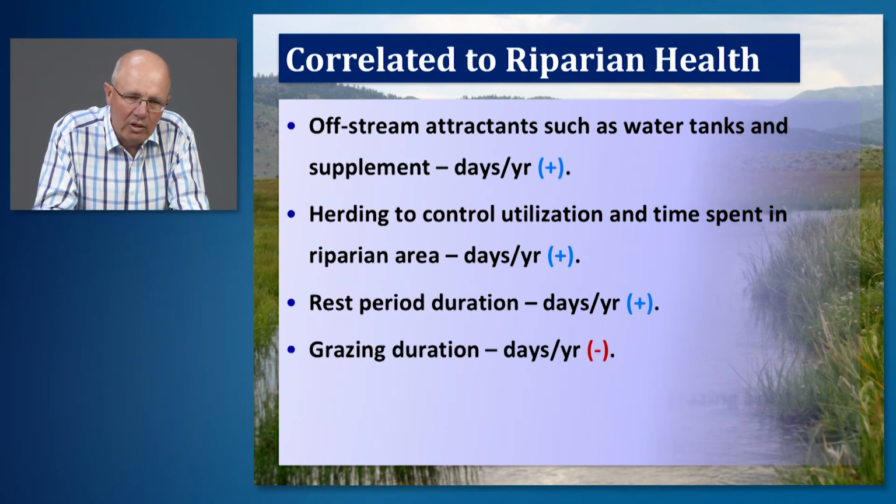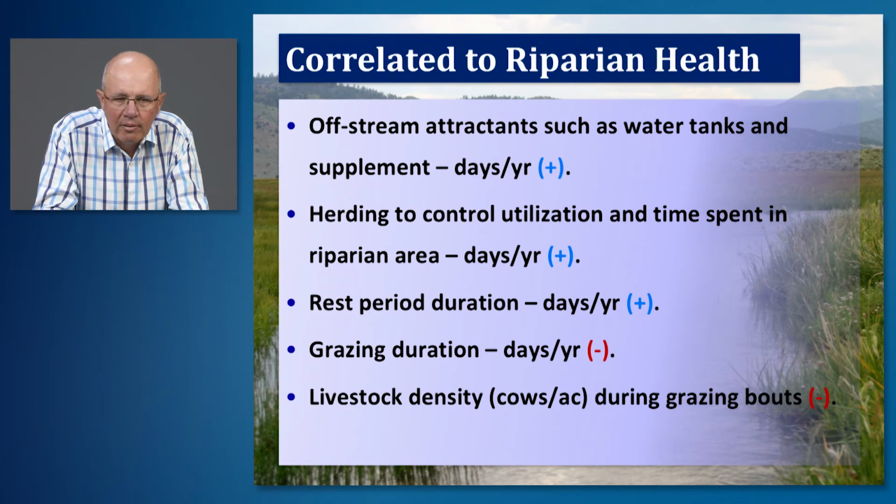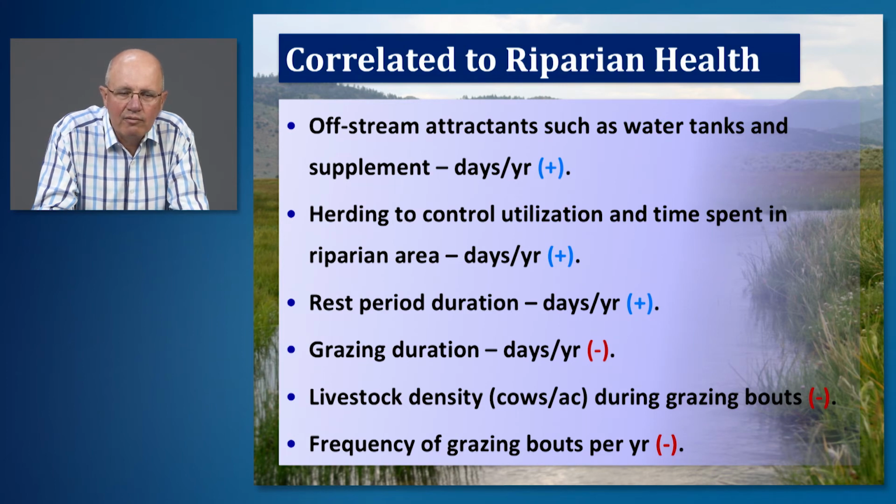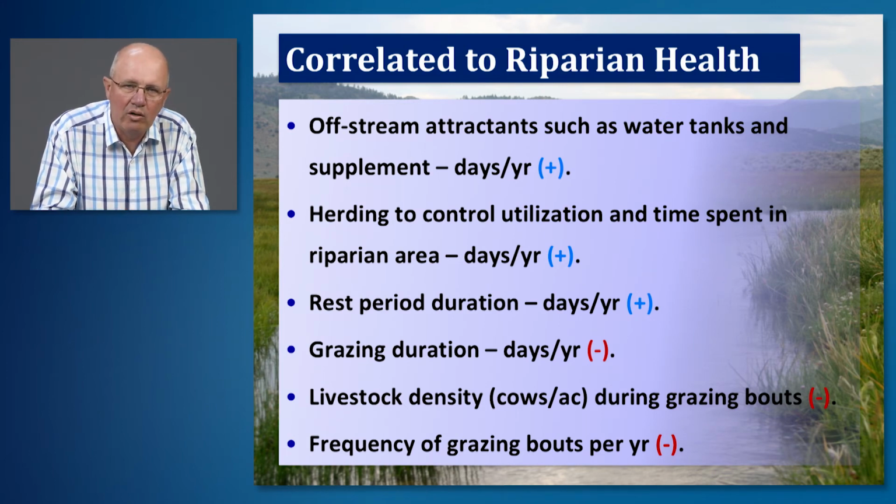In terms of negative correlations, we found that as grazing duration increased at a site, on average, we found reductions in riparian health. As the livestock density, say number of cows per acre, increased at a site, on average we saw a reduction in riparian health. And then as we increase the frequency of grazing bouts during a year, we graze it, say, twice during the growing season or 4 times during the growing season, as we increase the number of times we come back to the same pasture, which has a riparian area in it, we find an overall reduction in riparian health.